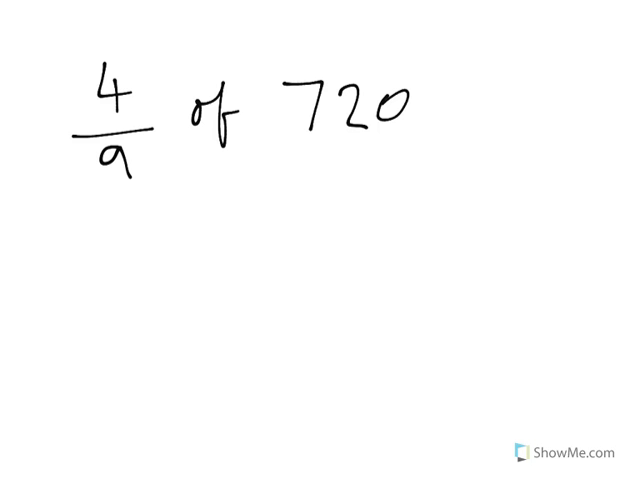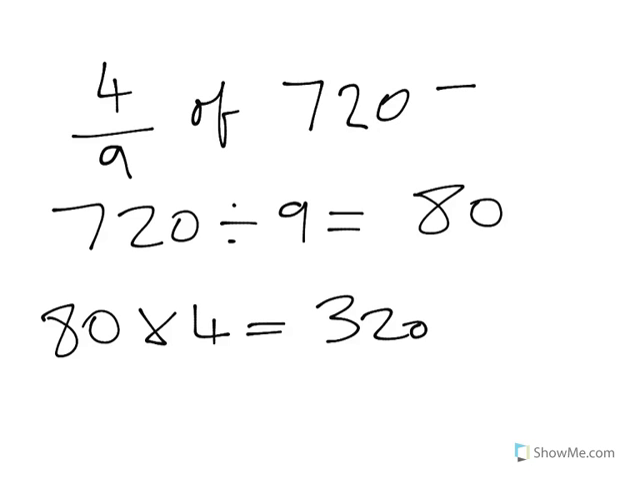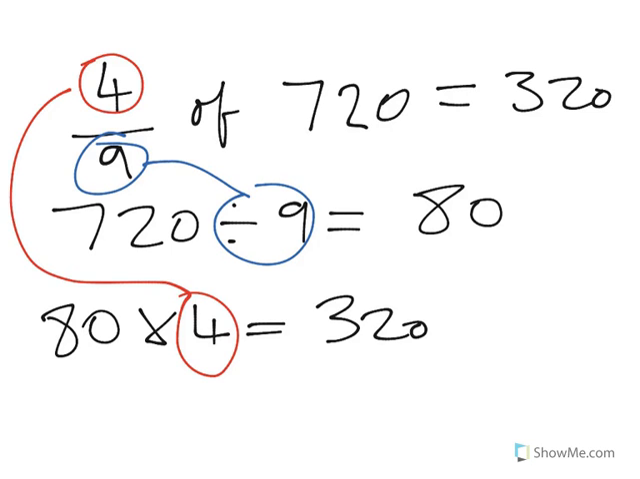So, for instance, we've got 4/9 of 720. We do exactly the same thing, where we divide by the denominator and times by the top. So 720 divided by 9 should give us 80 every time. And then we take that 80, we multiply it by 4. 8 times 4 is 32, so 80 multiplied by 4 is 320. Therefore, 4/9 of 720 is 320. That's where the divide by 9 comes from, and that is why we multiply 80 by 4.